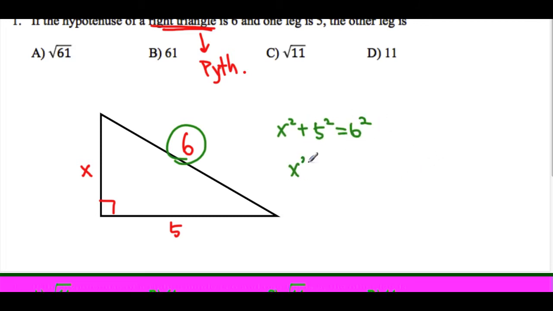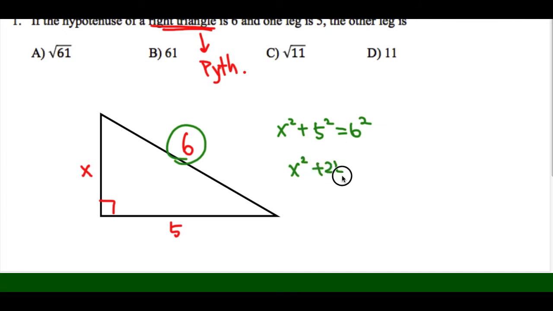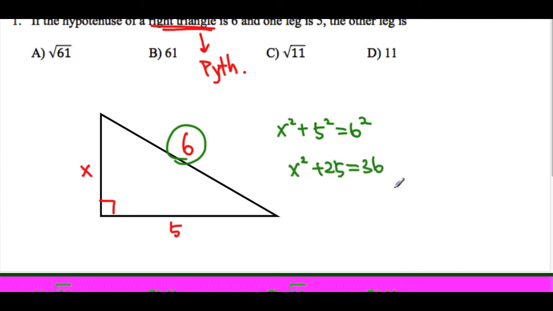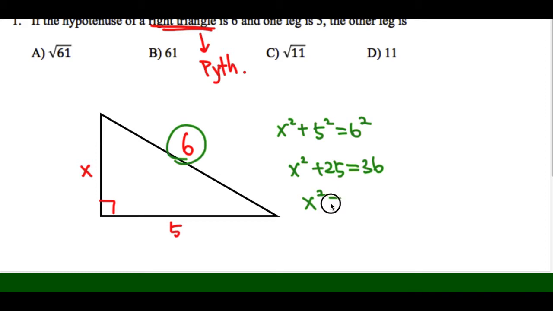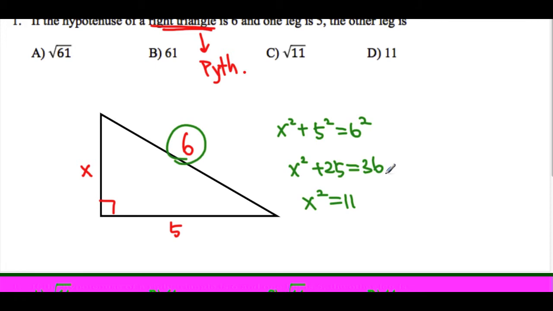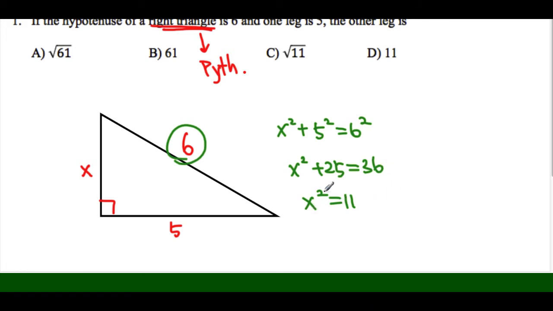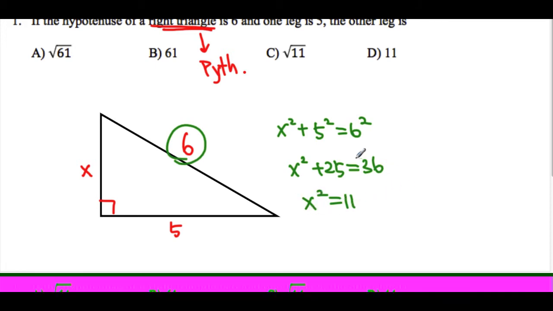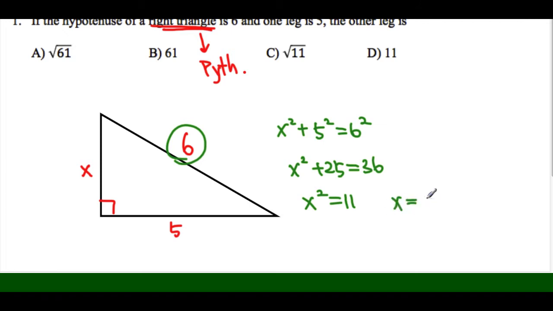Then we end up getting x squared plus 25 is equal to 36, where then x squared is equal to 11 by subtracting 25 each. Now, if you want to find the value of x, we have to take the square root of both sides, so x will be equal to square root of 11, which is choice C.